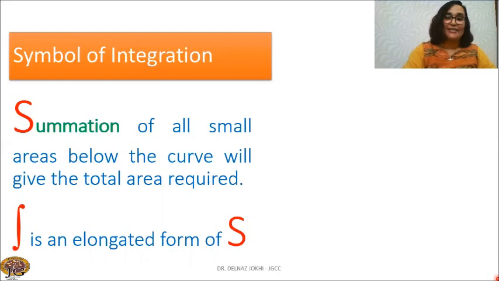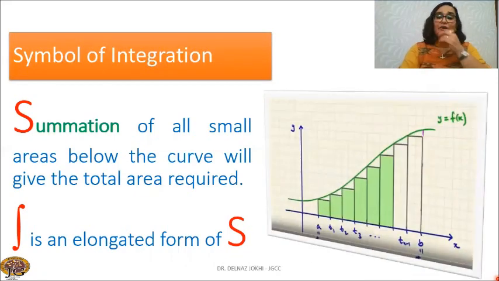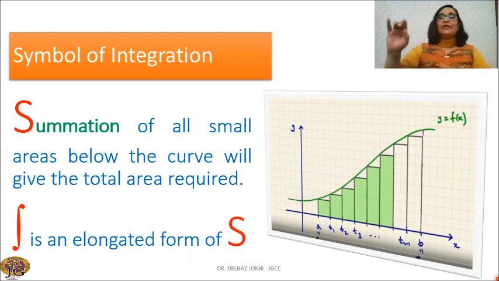If you remember, I had discussed this briefly with you, but now let's talk about it in detail. What do you see on your screen? It says summation of all small areas below the curve will give the total area you require to find. That is integration. Let's make it a little easier with the help of this little graph. Do you remember I told you that whenever you have a curve and want to find the area below the curve, what is the method you'll be using? Yes, correct. You'll be using integration.